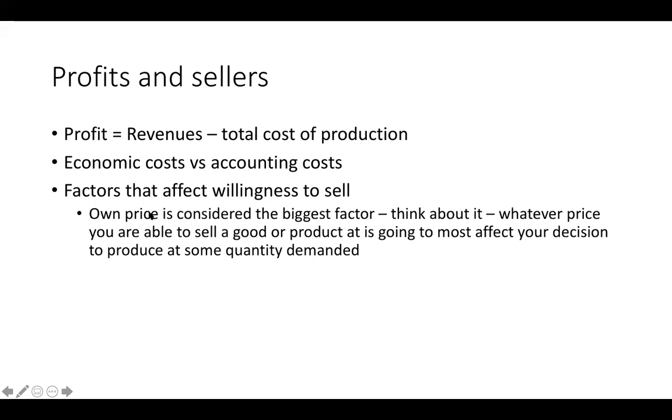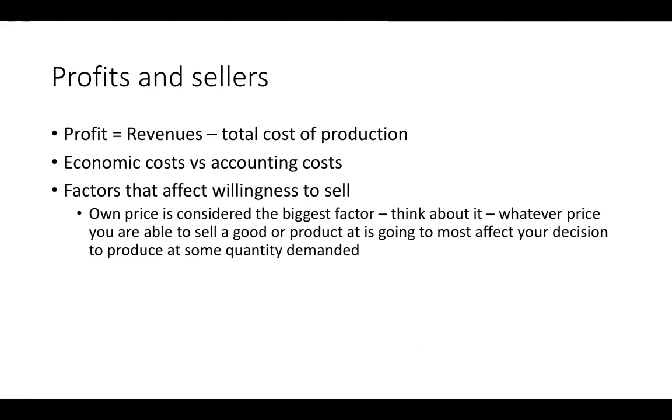So, like I said, own price, consider the biggest factor. So think about it. Whatever price you are able to sell your good or product at is going to most affect your decision to produce. So, meaning if I'm a pizza maker and I'm being offered $200 per pizza to make pizzas, I'm probably going to supply a lot more pizza, you know?